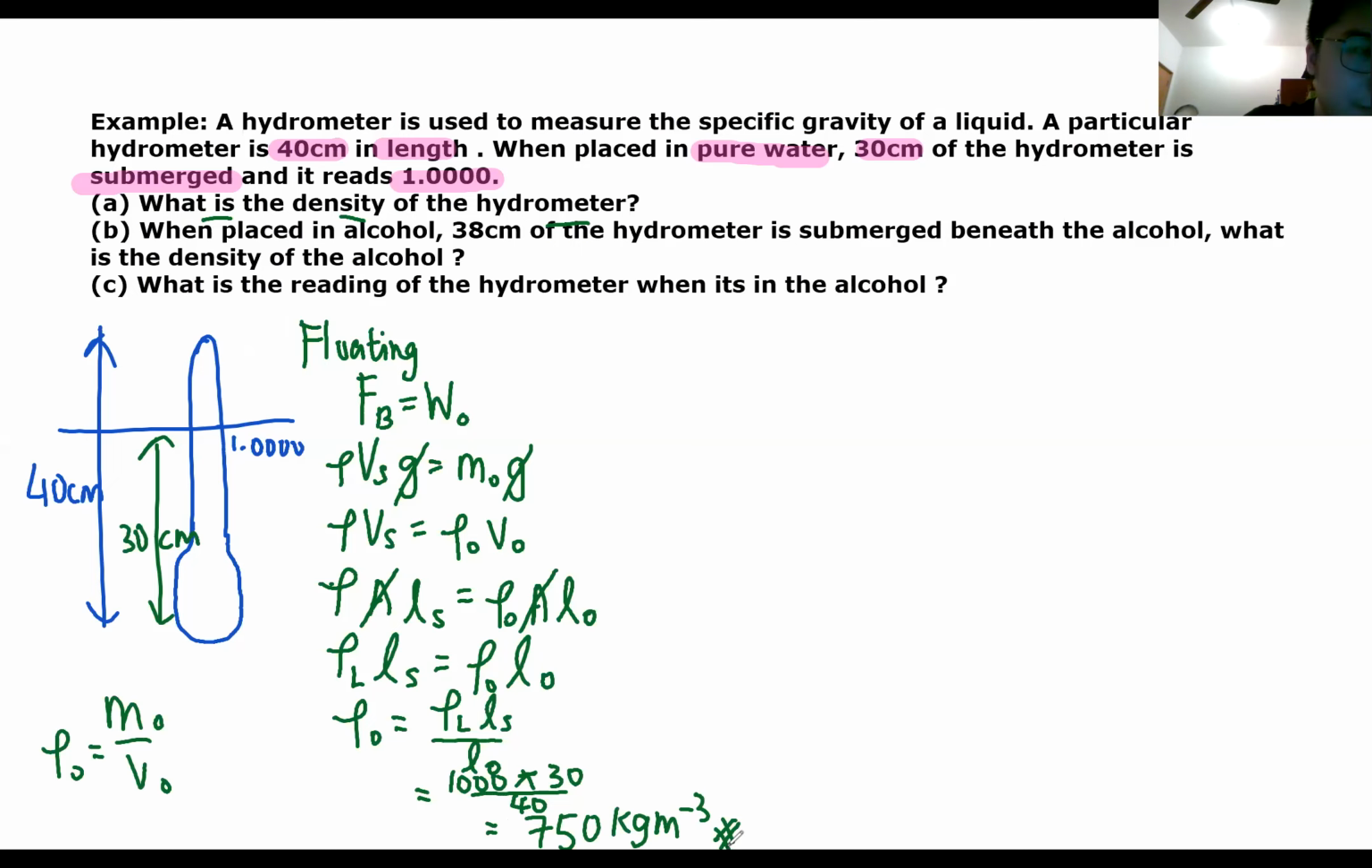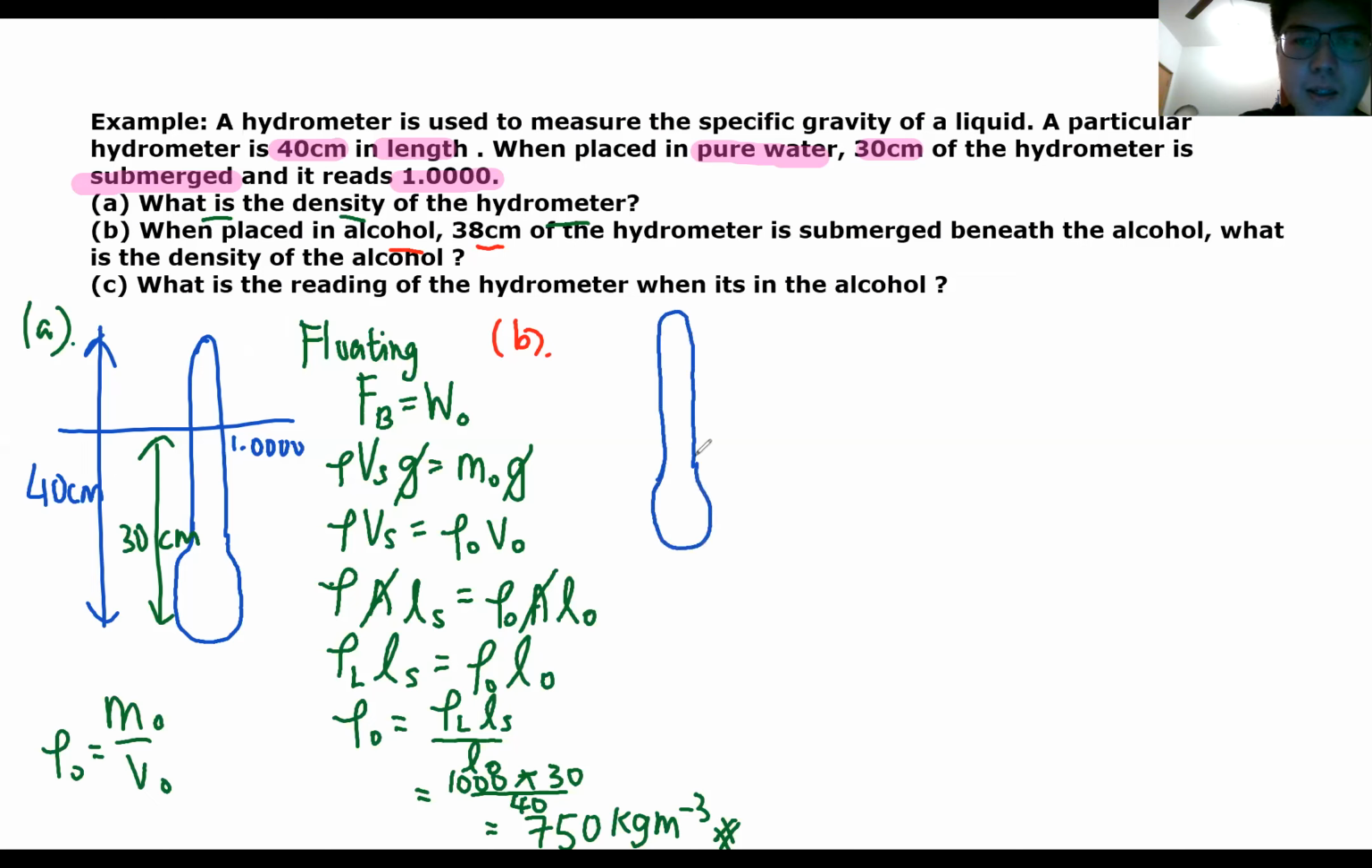Okay, so this is A. How about B? Let's do B. Now, when placed in alcohol, 38 cm of the hydrometer is submerged beneath the alcohol. What is the density of the alcohol? Okay, let's draw it again. So this is water. Now I place it in alcohol, and it sinks lower, right? It sinks lower.